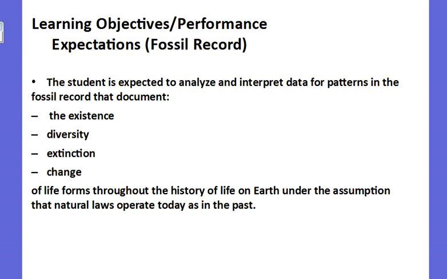And under this last part, under the assumption that natural laws operate today as in the past, that just means we can assume that, if we understand what happens when an earthquake happens today, how it jumbles up the layers of rock, we could assume that when earthquakes happened millions of years ago, the same thing happened. When a volcano erupts today, it generates ash and lava. The same thing would have happened when volcanoes erupted millions and billions of years ago. So we make some assumptions that the way things are today, we can compare that to the way things used to be. The way things happen is similar.